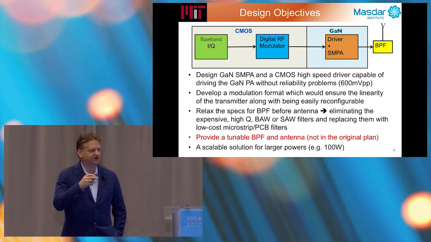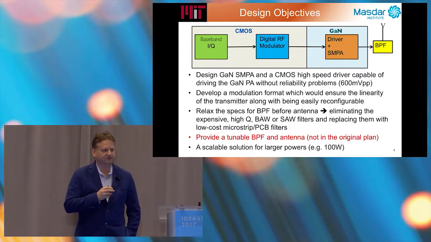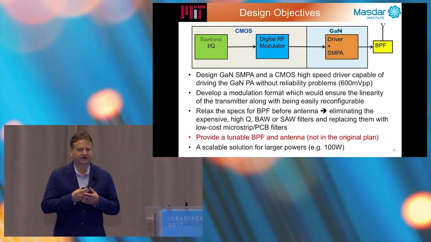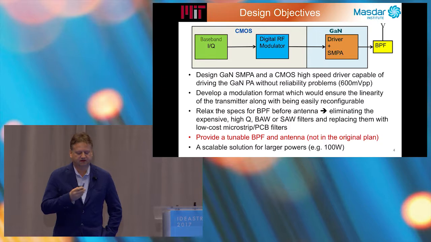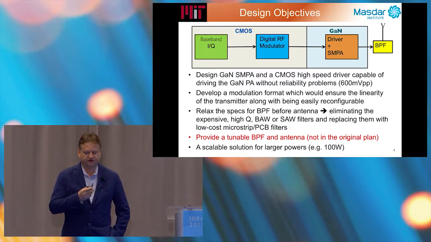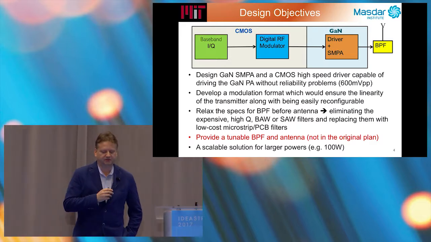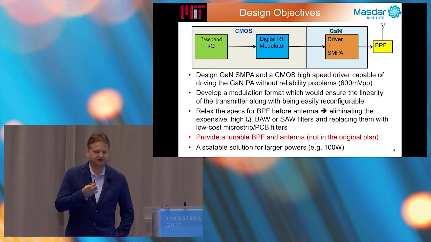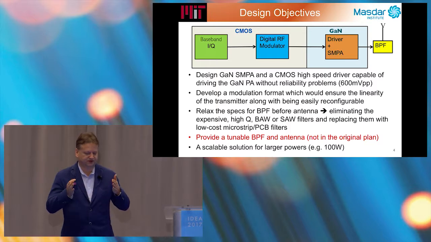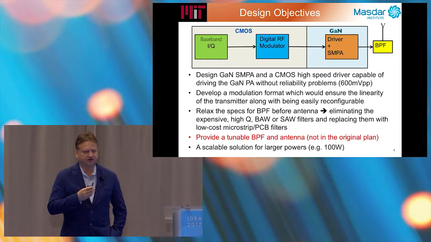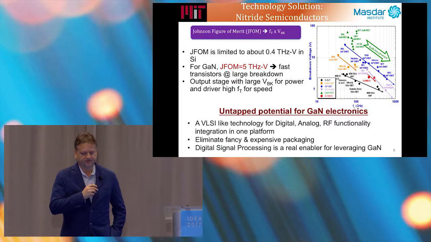By doing that, we can relax the specifications for the bandpass filter before the antenna and therefore eliminate high Q filters like bulk acoustic wave resonator or surface acoustic wave filters, and replace them with a cheap microstrip PCB filter. It was not in the original plan, but we want to provide also a tunable bandpass filter and antenna. And last but not least, we would like to have a scalable solution based on this 10-watt PA and a clear path towards larger powers like 100 watt or 500 watt.